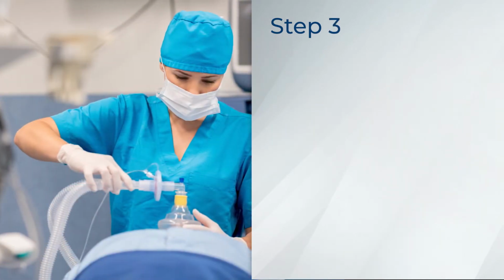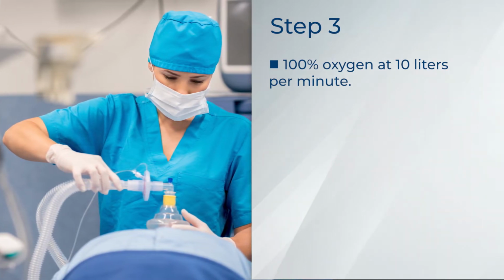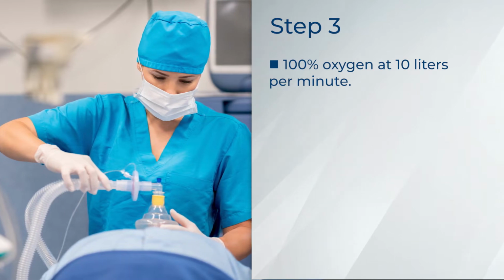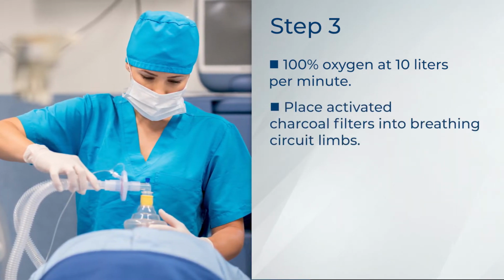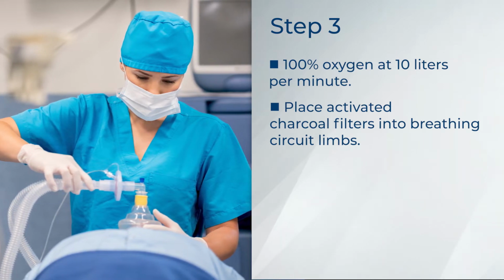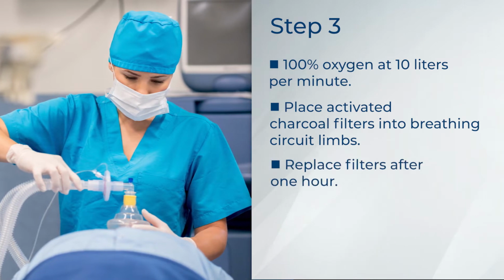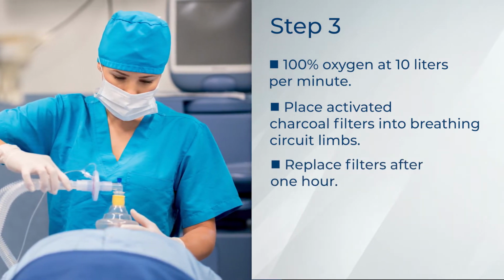Step 3. Hyperventilate with 100% oxygen at flows of 10 liters per minute to flush volatile anesthetics and lower EtCO2. If available, place activated charcoal filters into the inspiratory and expiratory limbs of the anesthesia machine's breathing circuit. It is recommended to replace the charcoal filters within the breathing circuit if the event is still in progress after 1 hour.